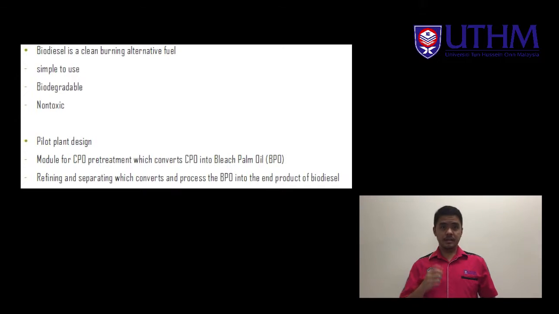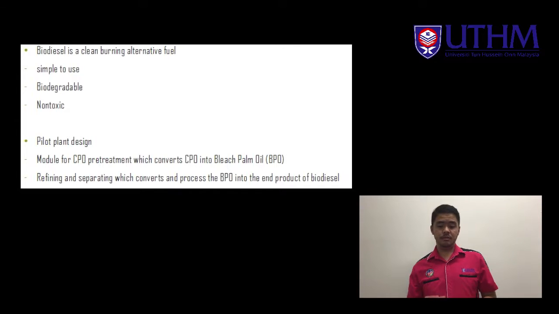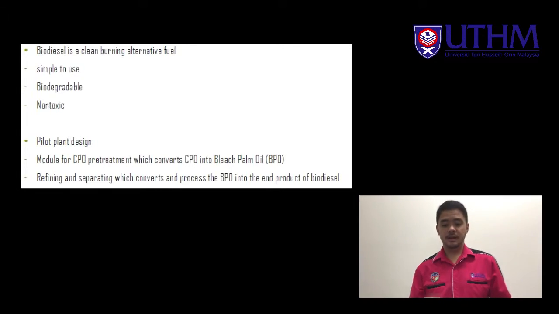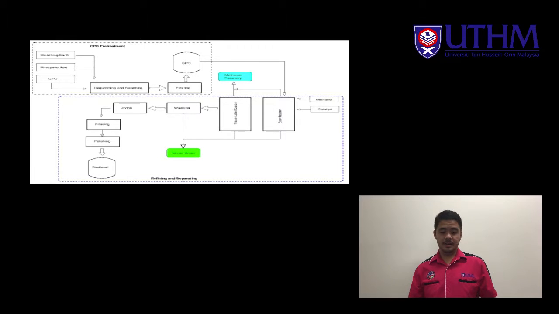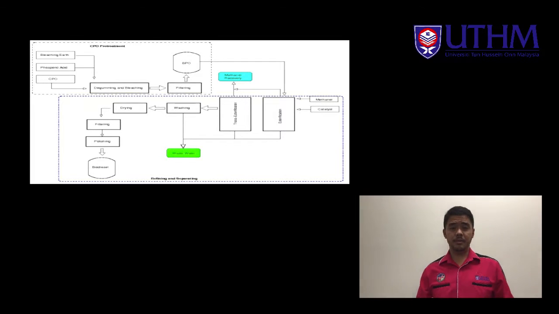The process that occurs in the UTSM pilot plant is refining and separating, which converts and processes the BPO, the bleached palm oil, into the end product, which is biodiesel. So this is the block flow diagram of biodiesel production. As you can see, it is divided into two sections: CPO pre-treatment, and then the methanol recovery and the refining and separating. The final product will be biodiesel.